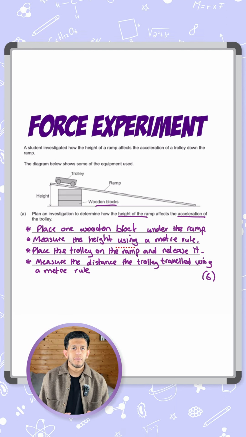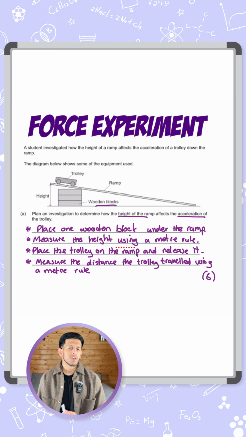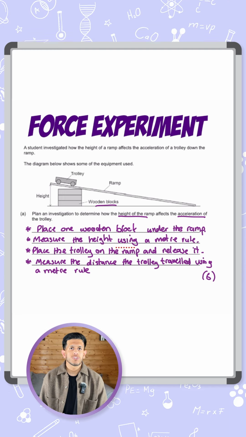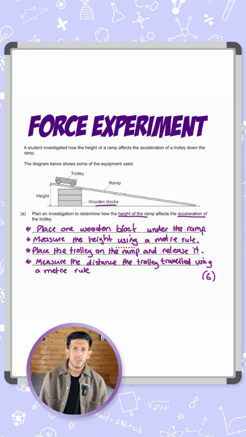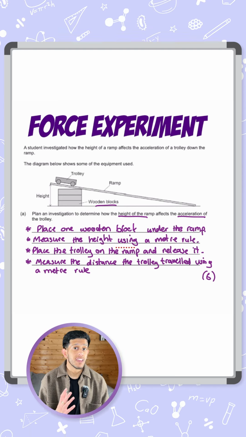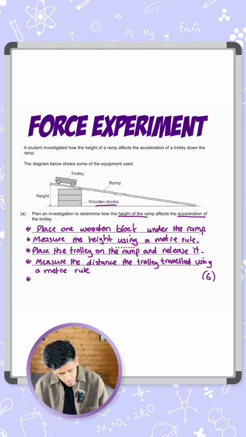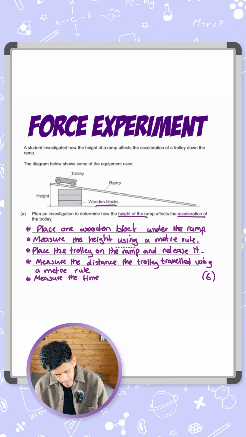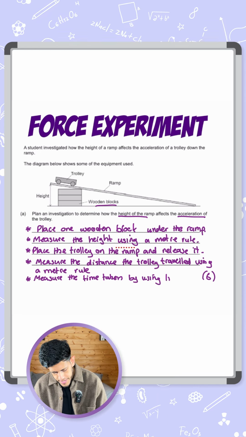To record the time, we want to go with the most accurate way possible. You can mention a few things. You could mention a stopwatch or a timer, but I'm going to mention the most accurate way, which we've seen in the notes for carrying out this experiment, and that is using light gates. So I'm going to say here, the next point, measure the time taken by using light gates.